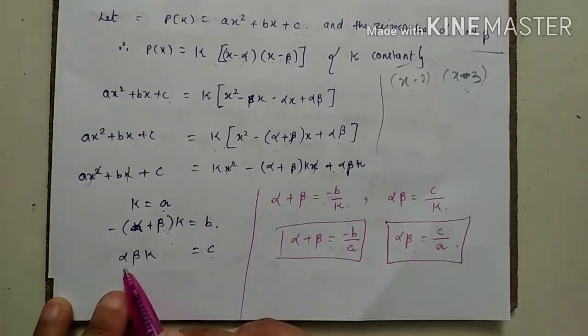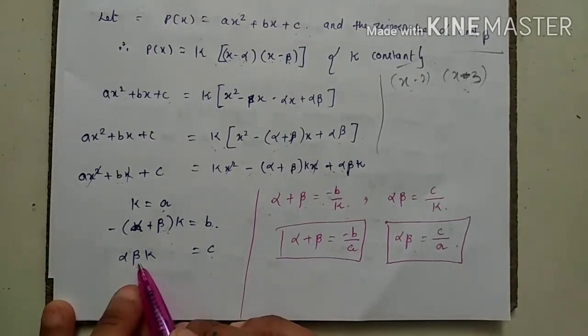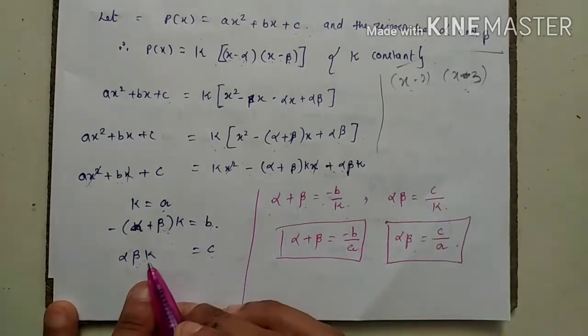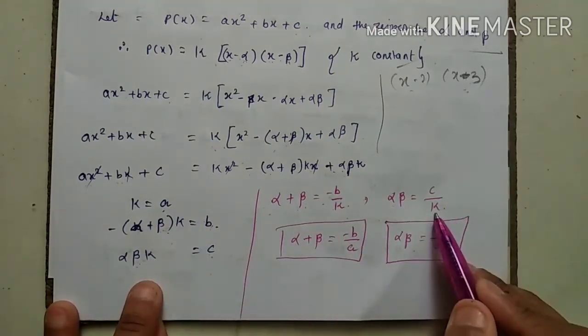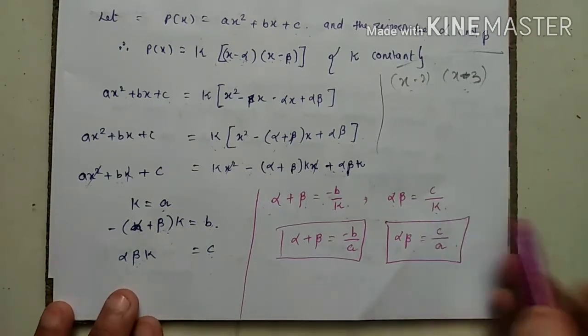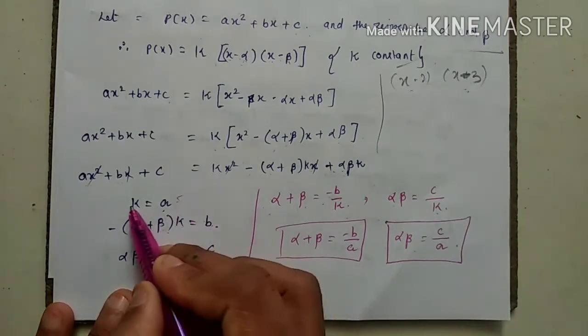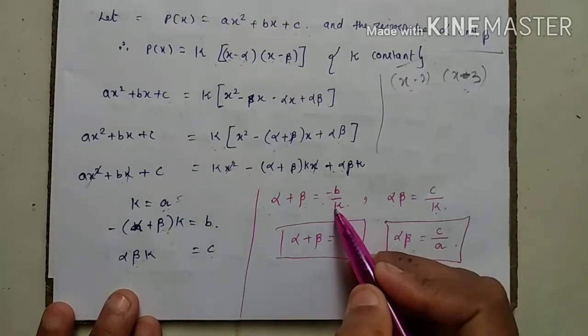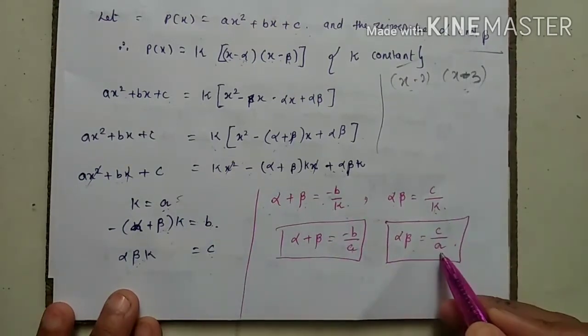Now come to the next. Multiplication of alpha beta. Multiplication means product of zeros. It means alpha into beta. This is my zeros. So alpha into beta equals c upon k. This k is multiplying, it will go that side, divide, so c upon k. Now as you know, in the first part, k equals what? a. So in the place of k I can write a.